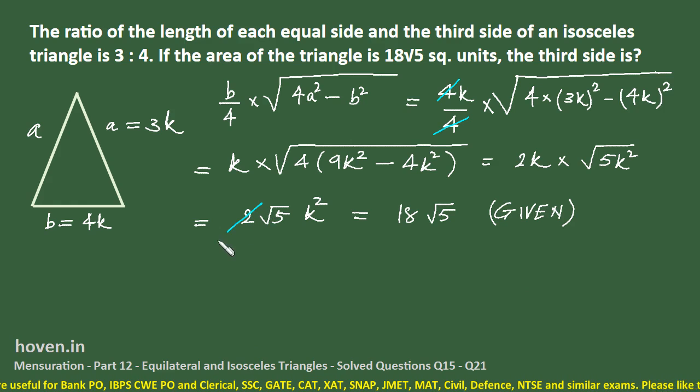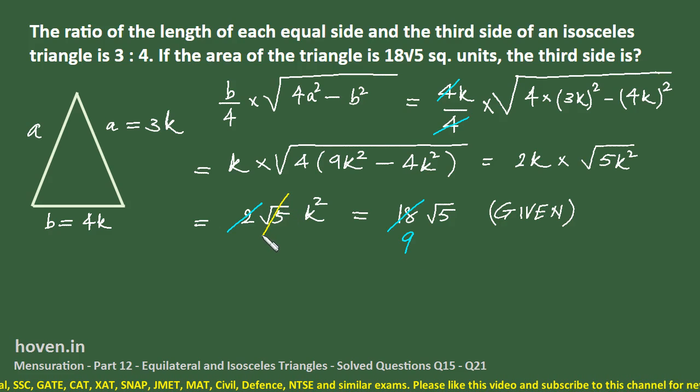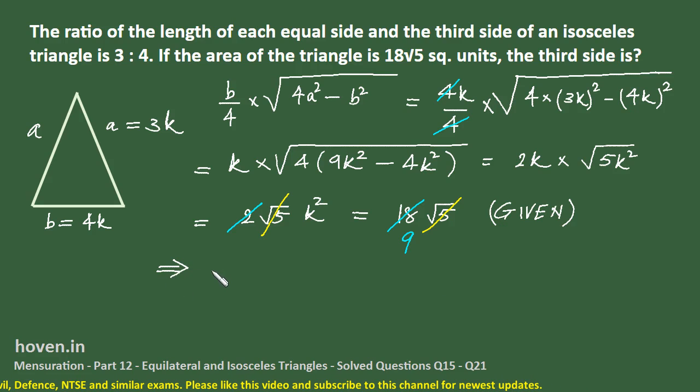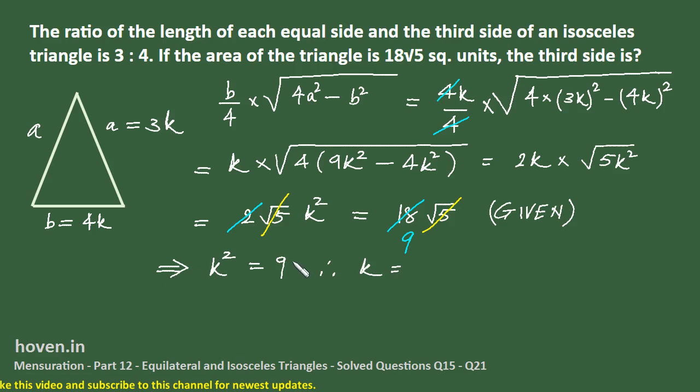Now we can observe that 2 and 18 will cancel on 9. And we also observe that this square root of 5 and this square root of 5 also goes. So we can write, which implies k square is equal to 9. Therefore, k is equal to square root of 9 equal to 3.